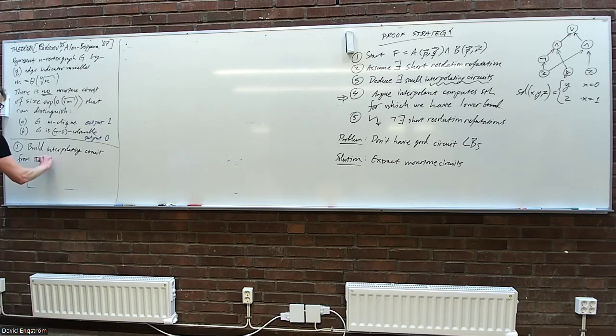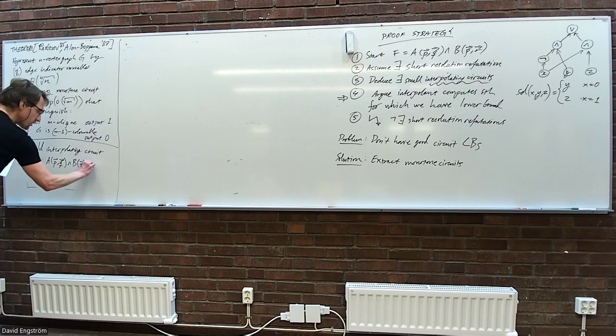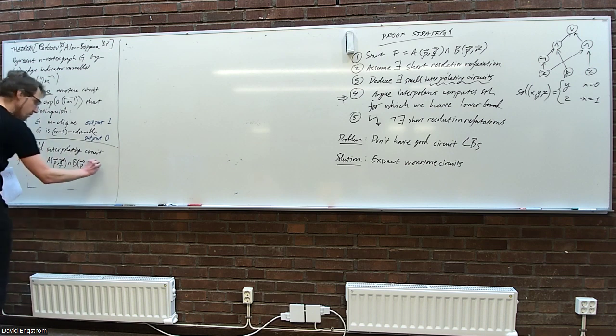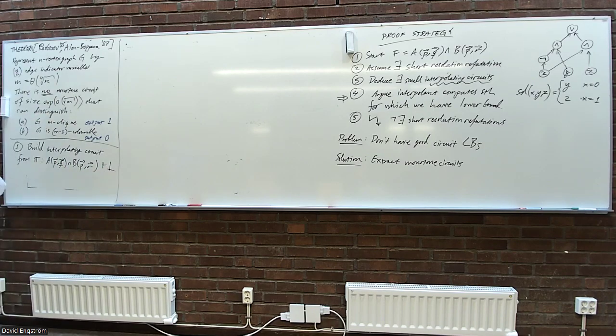From any formula A(P,Q) and B(P,R). From now on, in particular, the clique-coloring formula fits this pattern, but we can look at any formula that looks like this. And we're going to take any resolution refutation of such a formula, and we're going to build an interpolating circuit. And that's what's going to take most of today.